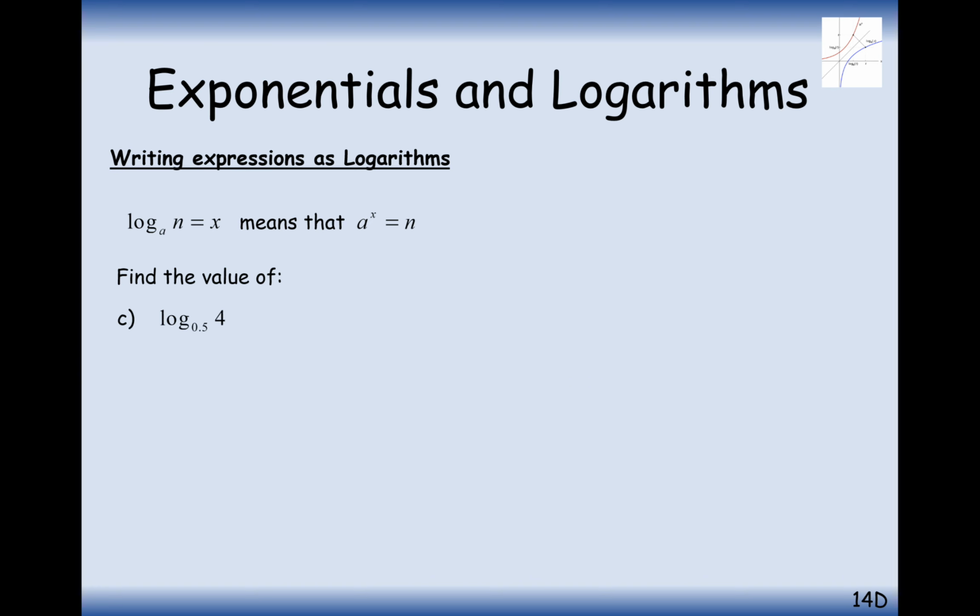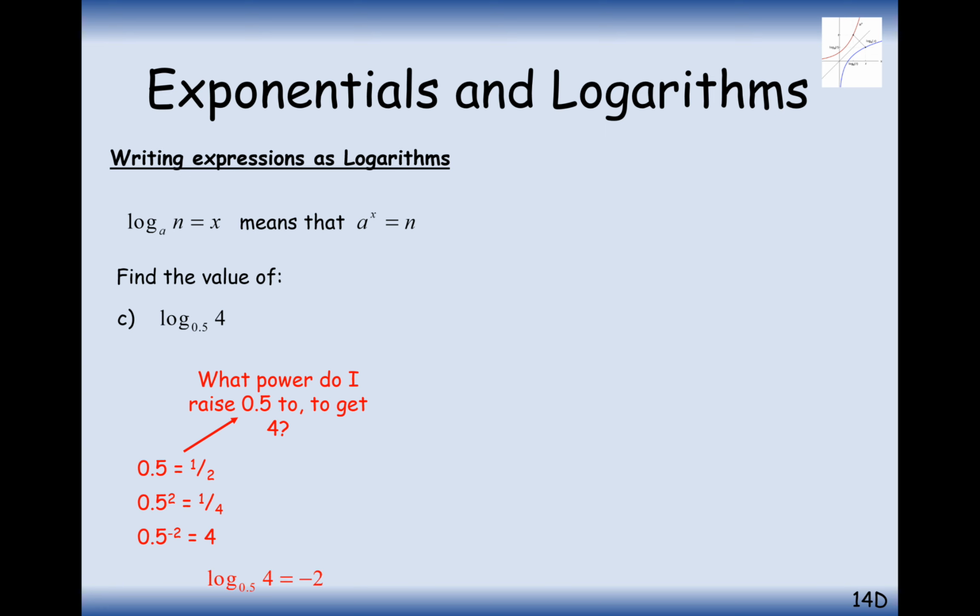So what we can do now is we can work out these values here just by playing around with powers. So log to the base 0.5 of 4 equals minus 2. And the reason that is, is because you can represent 0.5 as a half. 0.5 squared will therefore be 1 over 4. And then just flip that fraction around by negating the power. So you get a minus 2 there.